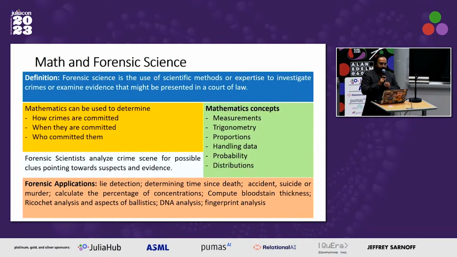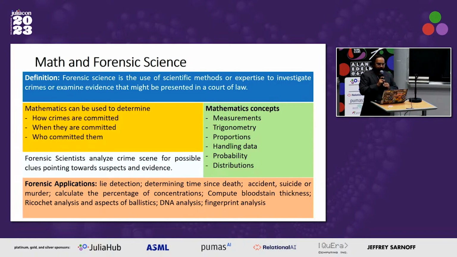Let us see the definition of forensic science. It's the use of scientific methods or expertise to investigate crimes or examine evidence that might be presented in a court of law. That is the goal of the forensic investigation process. You have to present your findings as evidence in the court of law, so you have to follow the scientific methodology and the procedure laid down by the government. If you don't follow the procedure, then your evidence will not be admitted in court.